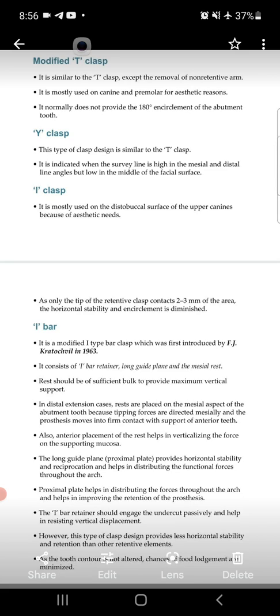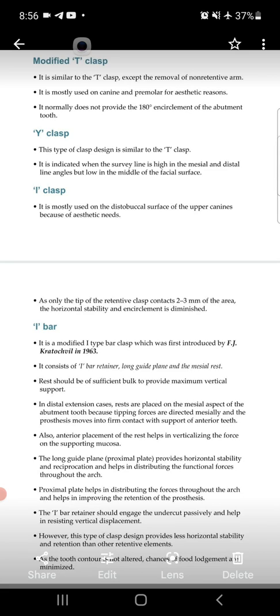Rest should be of sufficient bulk to provide maximum vertical support. Meaning the mesial rest should have sufficient bulk to provide maximum vertical support. In distal extension cases, rests are placed on the mesial aspect of the abutment tooth because stress forces are directed mesially and the prosthesis moves into firm contact with the support of anterior teeth. Also, anterior placement of the rest helps in verticalizing the forces on the supporting mucosa.